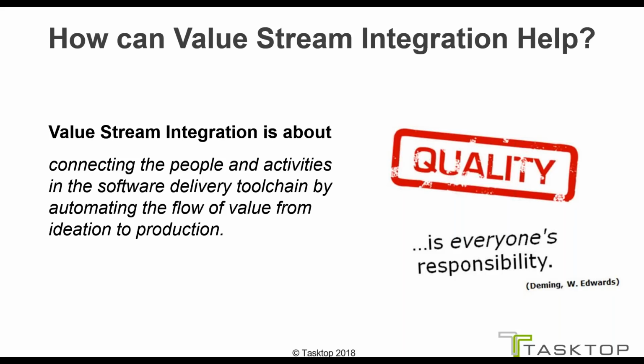So value stream integration really is about connecting the people, the activities, and the activities in your software delivery toolchain by automating the flow of value from ideation to production. Okay, let's read that again. It's about connecting the people and activities in the software delivery toolchain by automating the flow of value from ideation to production. If your tool chain is fragmented, your people are going to be fragmented because they're not singing from the same song sheet, and your processes will begin to fall apart as a result.